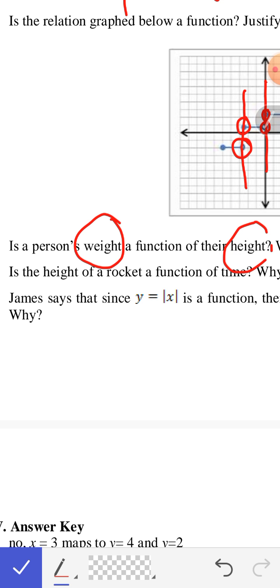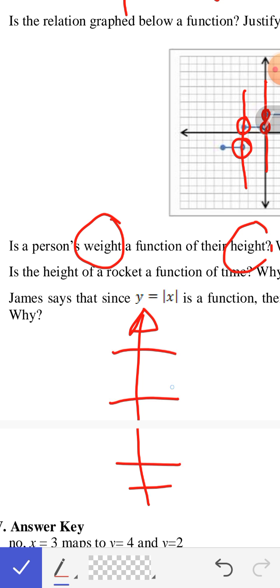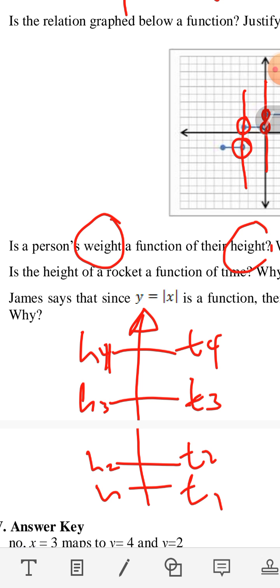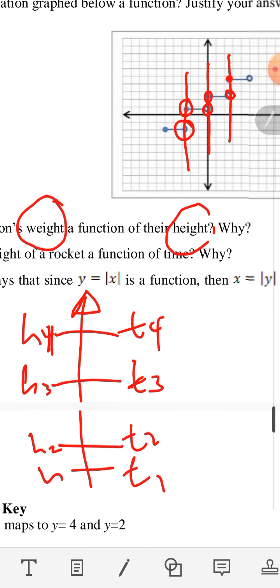Is the height of a rocket a function of time? This one, yes, because as a rocket goes up, at any point along its motion, it will have a particular time, t1, t2, t3, t4, etc. And at each time along its path, it has a specific height. It can't have the same height value at two different times. It's just practically impossible.